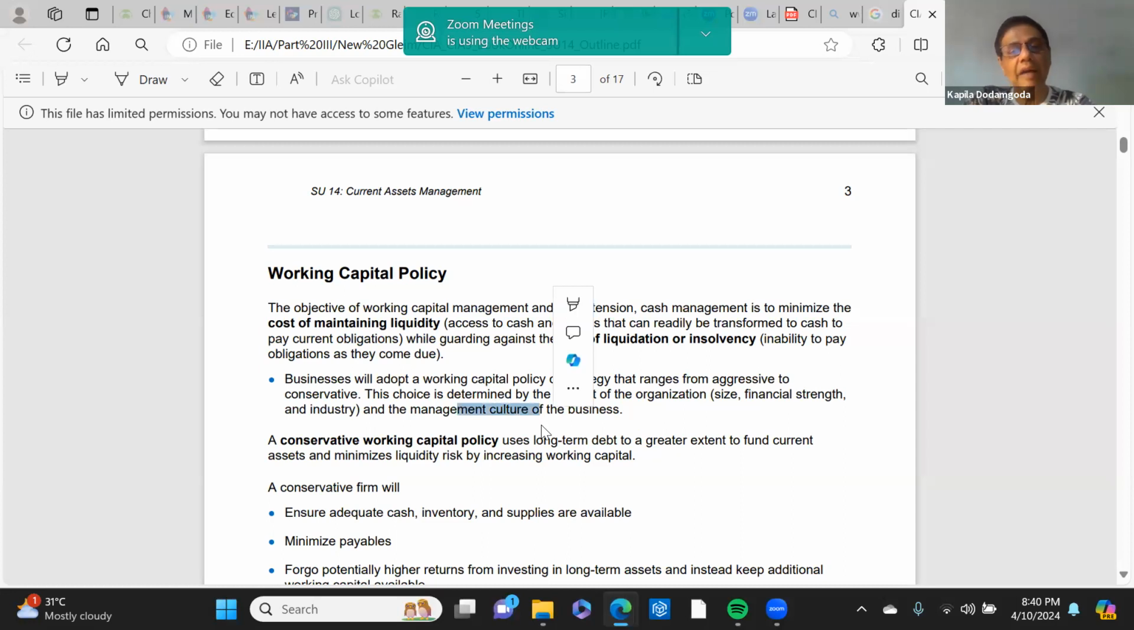On the other hand, there are other organizations whose culture is different. They are very conservative, even though they are big, even though they are strong financially, even though they operate in a good, stable industry. By nature, they want to be conservative, right? So that is what determines those two aspects.